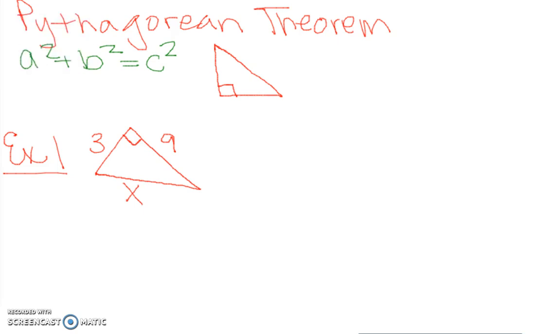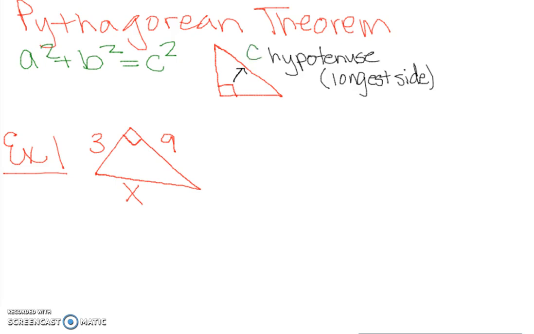So what we have is the right angle here. That indicates our right angle. And directly across from that is called the hypotenuse of the triangle. The hypotenuse is the longest side, and it is always directly across from the right angle. We also identify that as side C in the formula. The other two sides are going to be A and B, and we call those legs. So leg A and leg B are adjacent to the right angle.